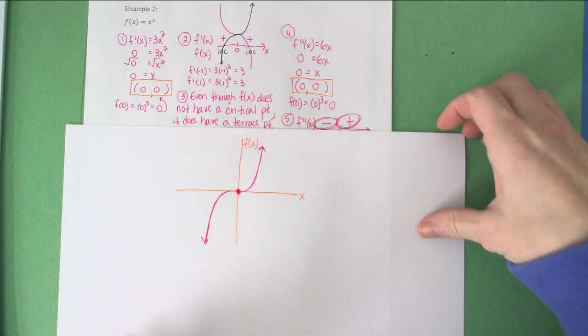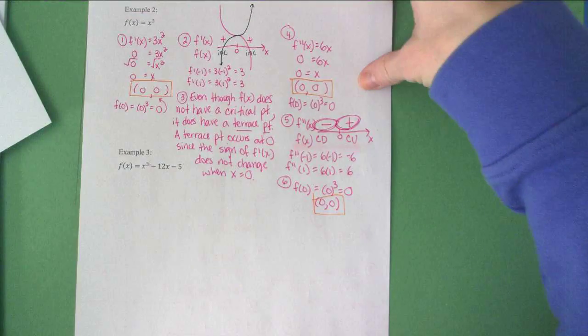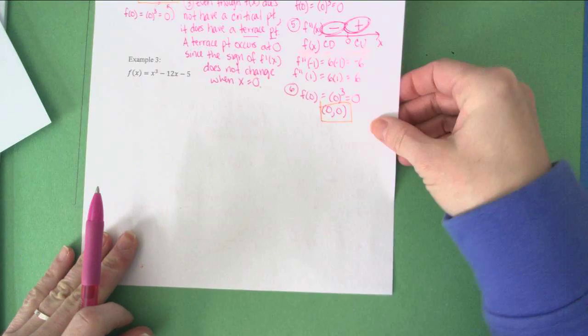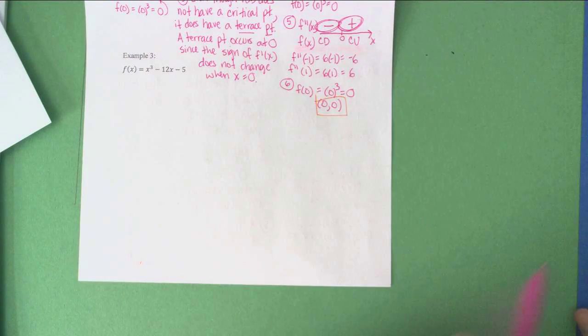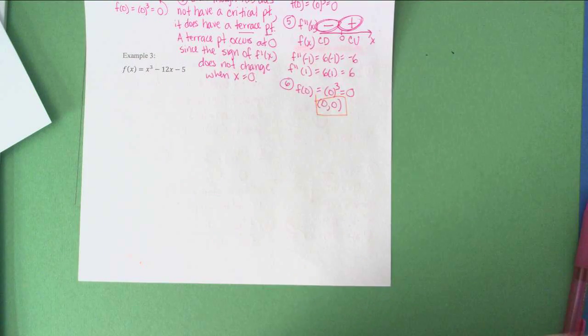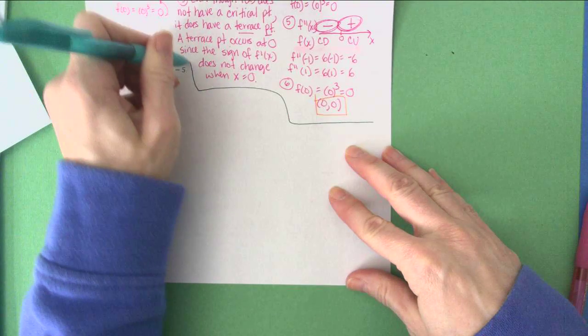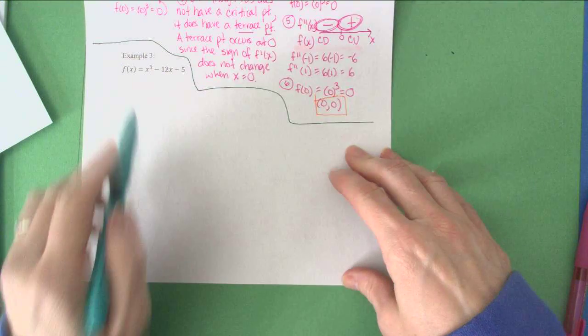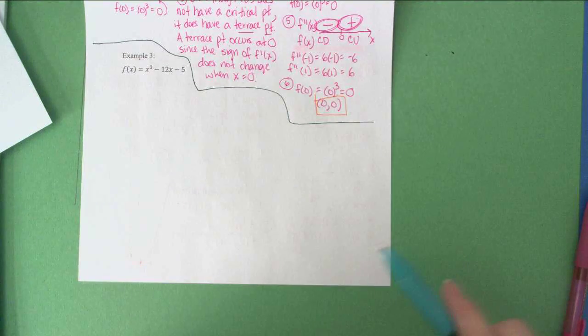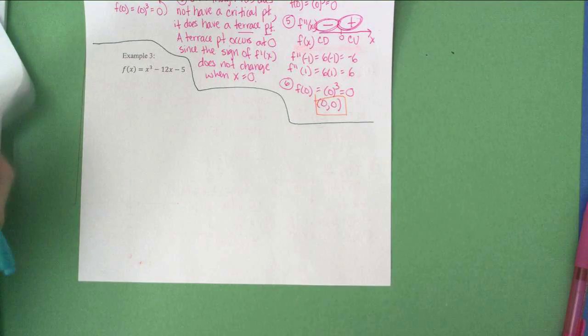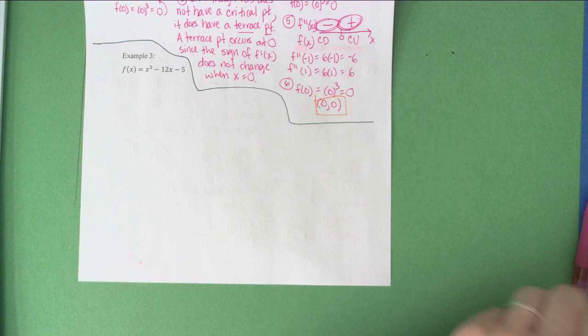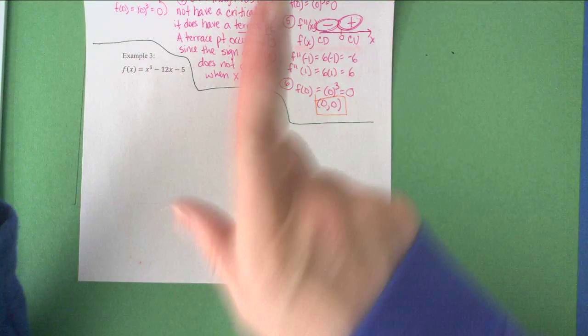Okay, last example. Another cubic function here. We're going to look at example 3. Let me kind of border this off here so we don't mess up what's with what. Example 3, f of x equals x to the third minus 12x minus 5. I'm going to run this through my same 7 steps.